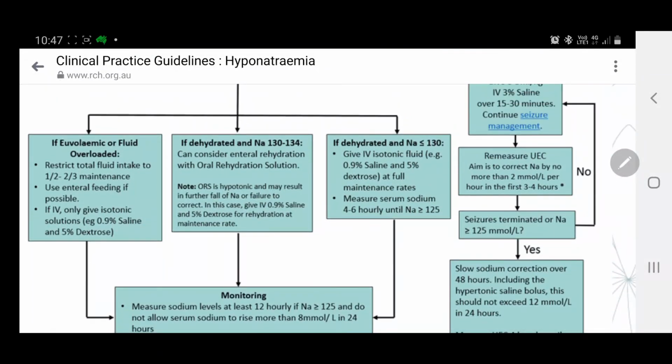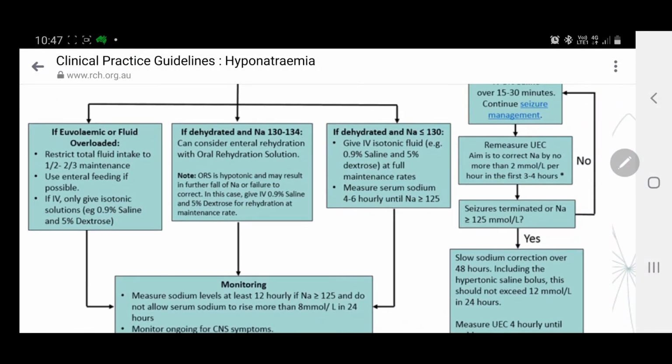If dehydrated and sodium is 130 to 134 millimole per liter, we can consider enteral rehydration with oral rehydration solution. And if dehydrated with sodium less than or equal to 130, then we give IV isotonic fluid, which, as I said, the most preferable one is 0.9% saline and 5% dextrose at full maintenance rate. In this case, we give full maintenance because the patient is dehydrated. And then we measure sodium 4 to 6 hourly until sodium is above or equal to 125.